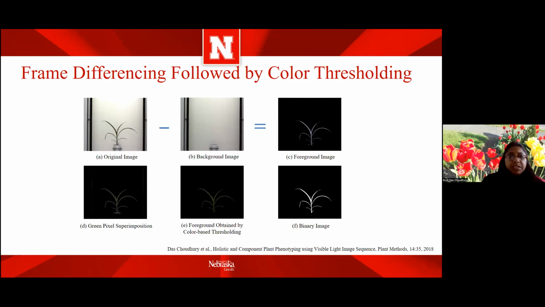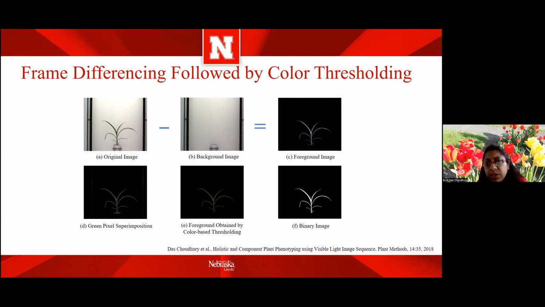The simplest type of segmentation is frame differencing segmentation, where we have a background image present. Figure 1, A shows an original image and B is the background image. These images were obtained at the LemnaTec Scanalyzer 3D high-throughput plant phenotyping facility at the University of Nebraska-Lincoln. Frame differencing simply requires the subtraction of the background image from the foreground image, or the original image, and the result of the operation is shown in figure C, foreground image.